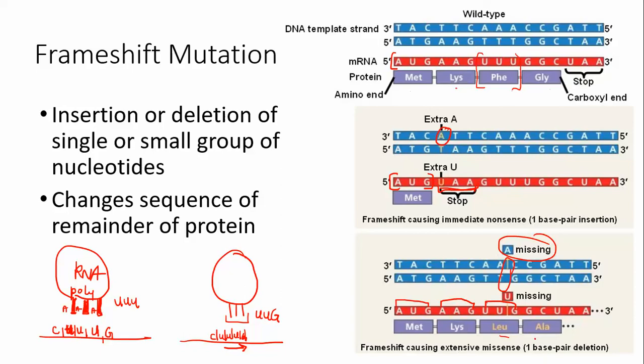But then everything after that also got shifted over. So next, it's going to read GCU instead of GGC, which is an alanine. And then every single amino acid after that is going to change. So a frameshift mutation doesn't cause a change in a single amino acid. It can cause a change in most of the amino acids. So that's something to keep in mind. Frameshift mutations can be much more dramatic of a mutation because they can affect most of the length of a protein.